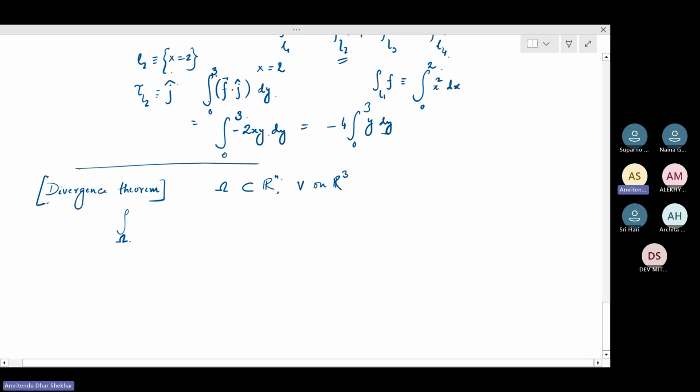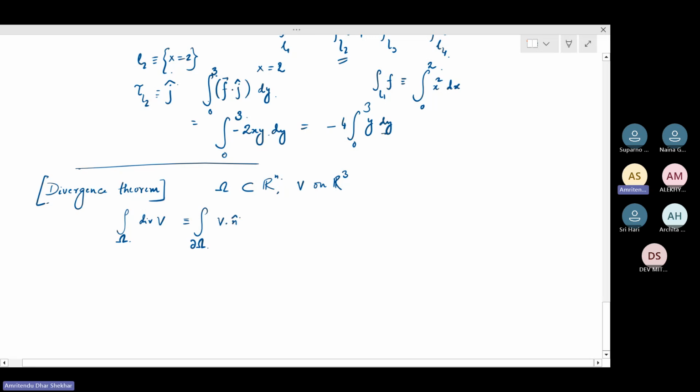It did not just have to be a vector field on the whole of R3. It could be defined on omega also. It's enough that the vector field is defined just on omega. So the divergence theorem basically states that the integral of the divergence of V over omega is equal to the integral over the boundary of omega, del omega, of V dot n cap.